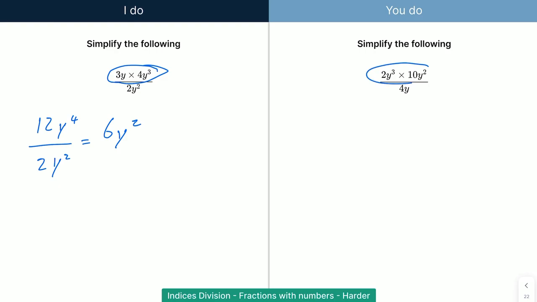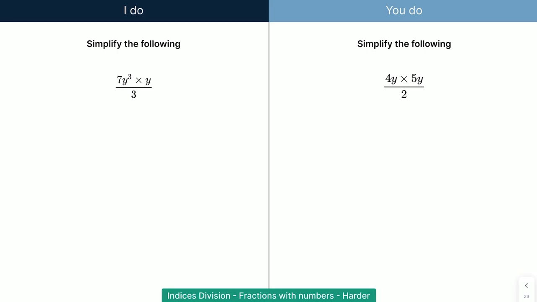So again, 2 steps. Step 1, tidy the top up. So that's 2 times 10 is 20. Y cubed times y squared is y to the power of 5, and we're left with 4y. Now 4 and 20, that becomes 5. And then we have y to the power of 5 divided by y. That's just y to the power of 4.